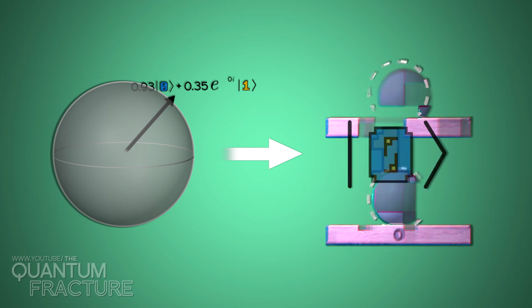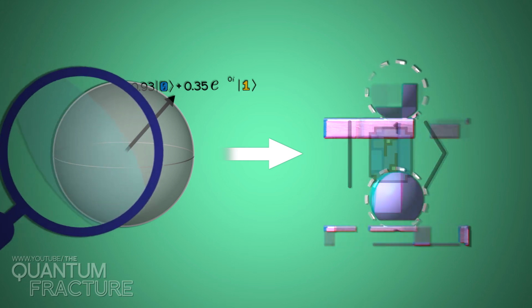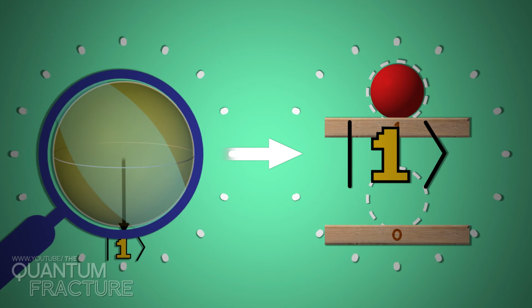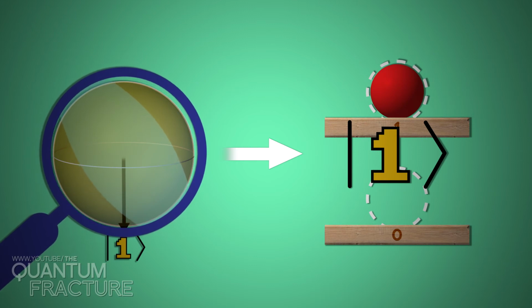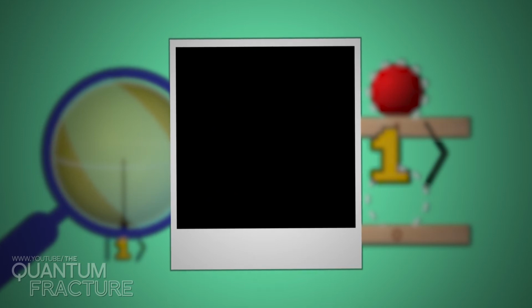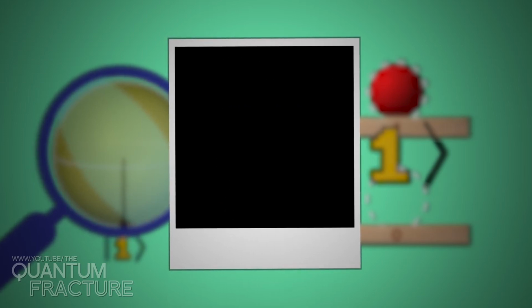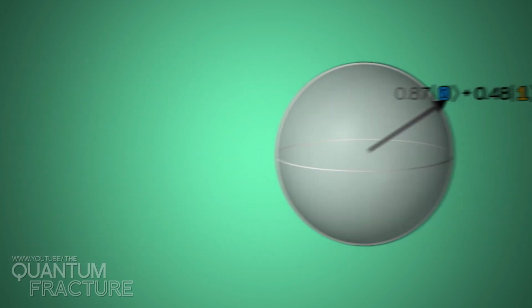It's an undefined property. But when we measure and force it to give a value, the qubit changes, projecting itself in the axis, and the superposition where it was is lost. Measuring in the quantum world has severe consequences. Hang on, because it gets weirder.